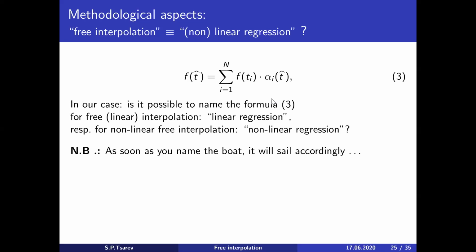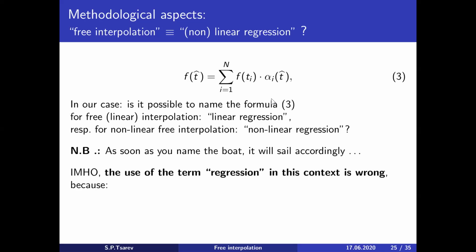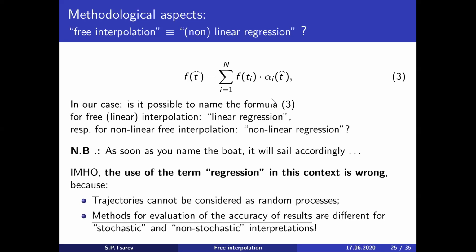Naming implies the domain of mathematics you will use to understand, interpret, and finally find accuracy of your result. And the use of the term regression in this concept, in my opinion, is wrong for two reasons. First, trajectories are not random processes. They are very far from being random. And second, what is more important, the method for evaluation of accuracy, and accuracy is the main thing we are after. Such methods are very different for stochastic and non-stochastic interpretation.